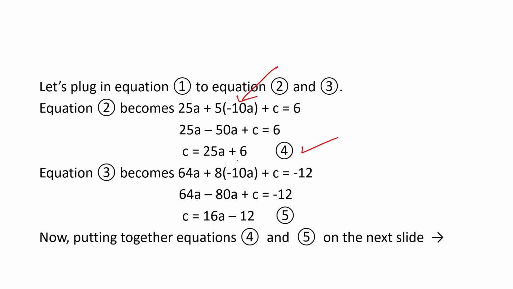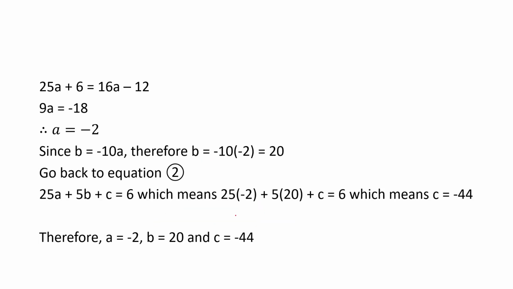And again, knowing that b must equal -10a, if I plug that into equation 3, I get c must equal 16a minus 12. Well, if c is equal to 25a plus 6 and c is equal to 16a minus 12, then it must be the case that 25a plus 6 equals 16a minus 12. In other words, ultimately, a is -2. Well, we know b is -10a, so b must be 20.